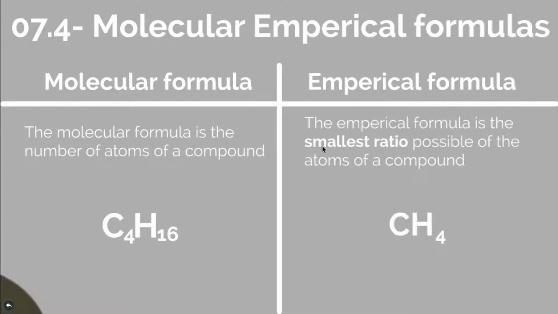Again, the smallest ratio. And the thing to understand here is that the empirical formula is not a real compound. It's just saying that of all these molecular formulas that we can have, if they have any numbers in common, we can try and reduce them as far as we can, just to have the smallest ratio of all these different molecules.